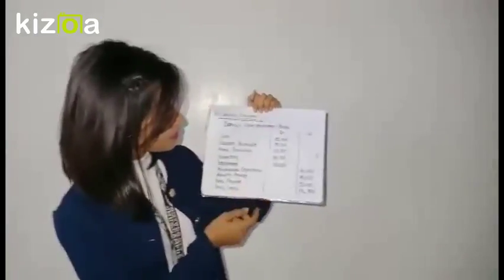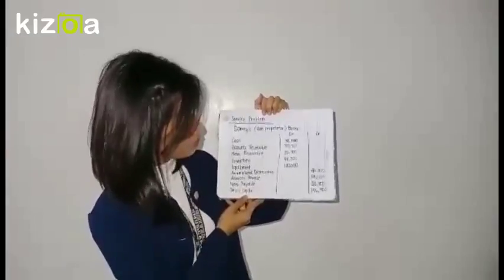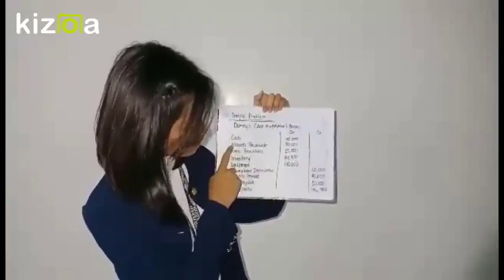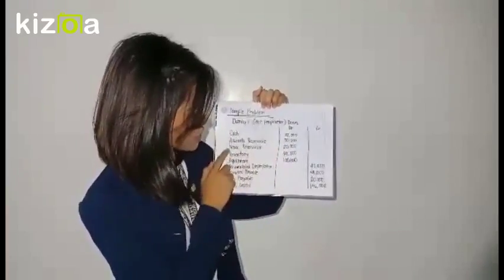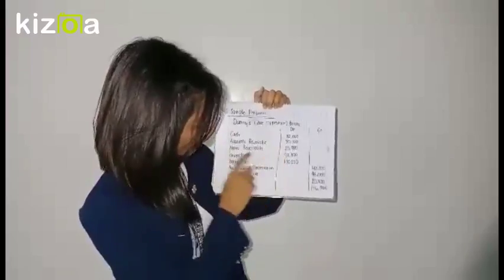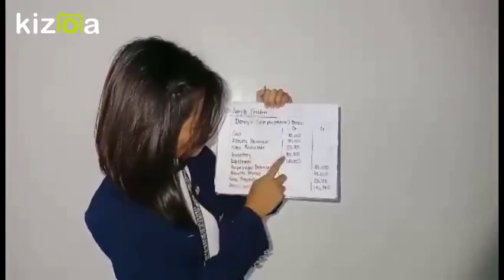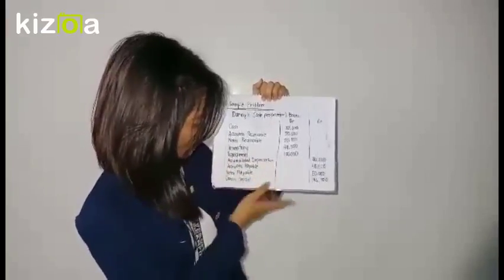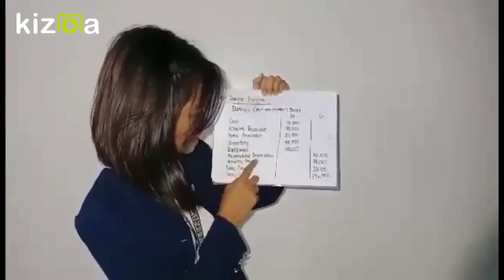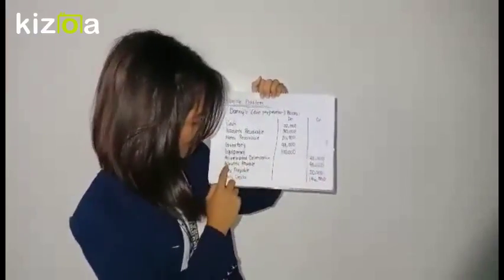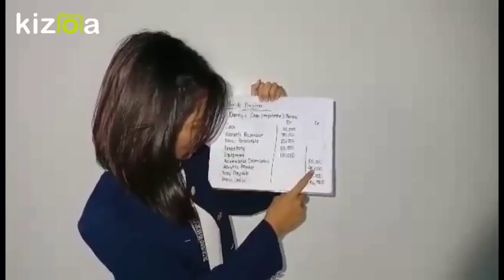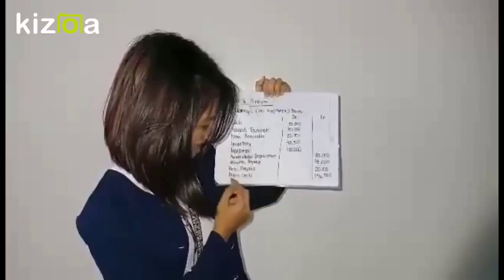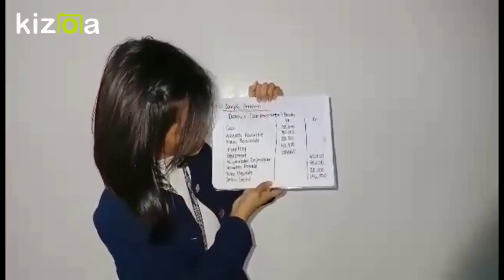Sample problem. Danny's sole proprietor books. Cash debit 32,000. Accounts receivable debit 50,000. Notes receivable debit 20,000. Inventory debit 49,500. Equipment debit 100,000. Accumulated depreciation is credit 40,000. Accounts payable is 45,000 credit. Notes payable 20,000 credit, and Danny's capital is 146,500 credit.